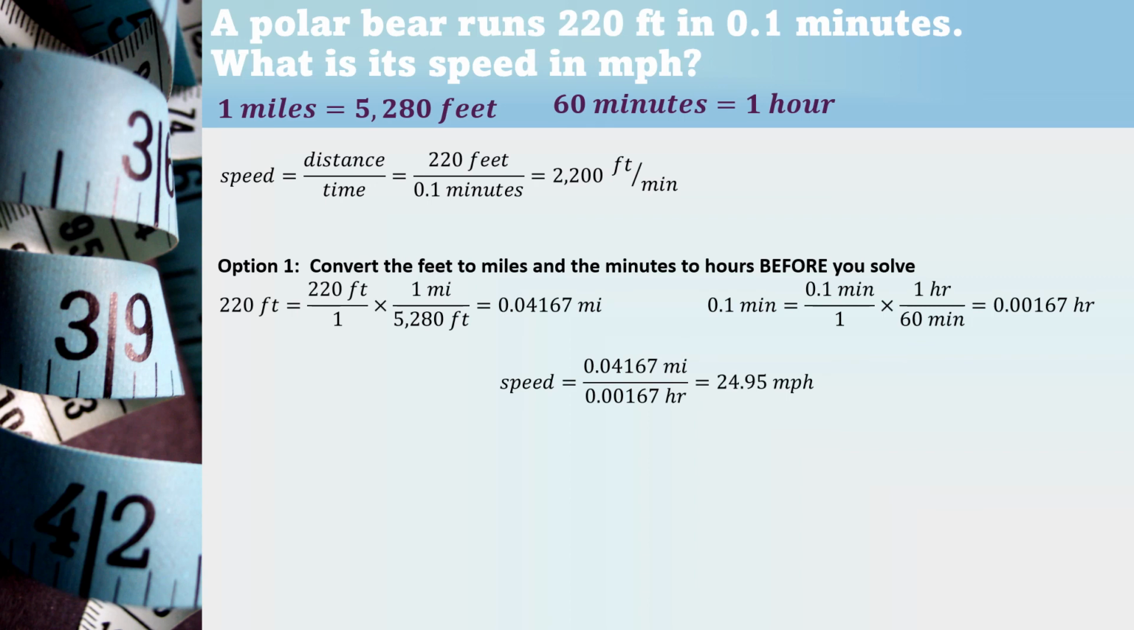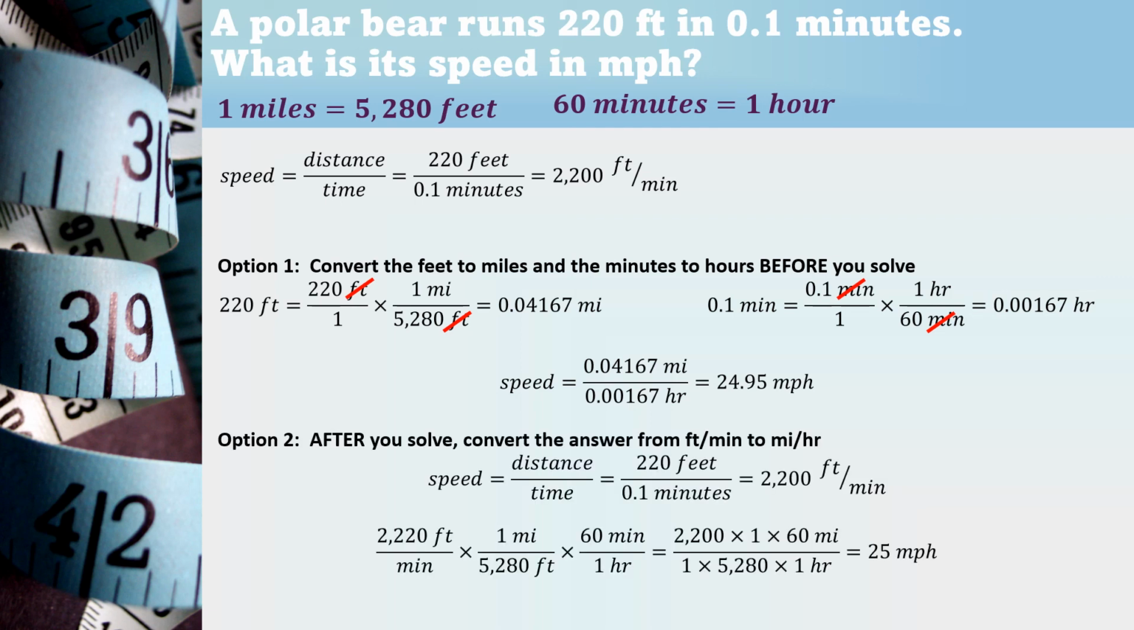What you do for option one is you convert your feet to miles and you convert your minutes to hours before you solve the problem. So 220 feet, convert it like we've been practicing this whole video, it's 0.04167 miles. 0.1 minutes, convert it like we've been doing, and you get 0.00167 hours. Plug those two values into speed equals distance over time, and you get 24.95 miles per hour.